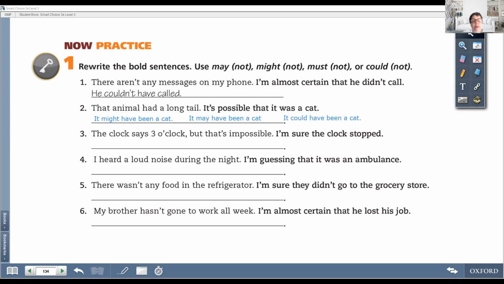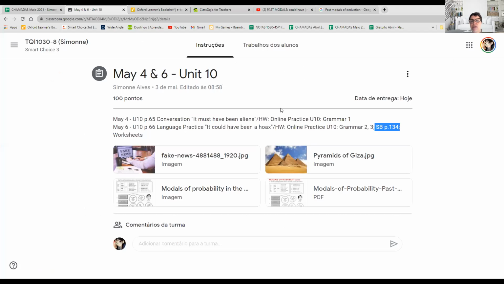All right, people. So do the exercises here, number 3, 4, 5, and 6. The same idea, okay? Choose the best modal verb to complete and we correct next class. All right? Any questions? No? Is everything okay? All right. Let me clear my annotations here. All right. And let's go back to our page on Google Classroom here. All right, people, so that's the homework for today.